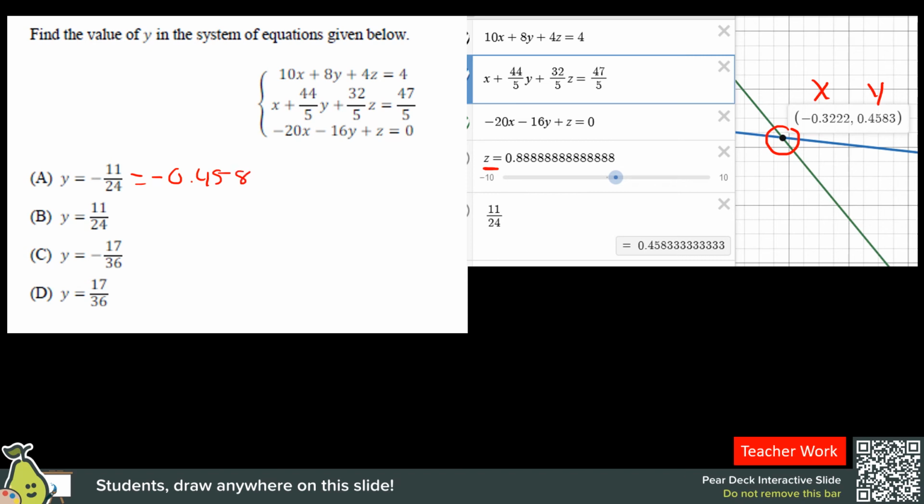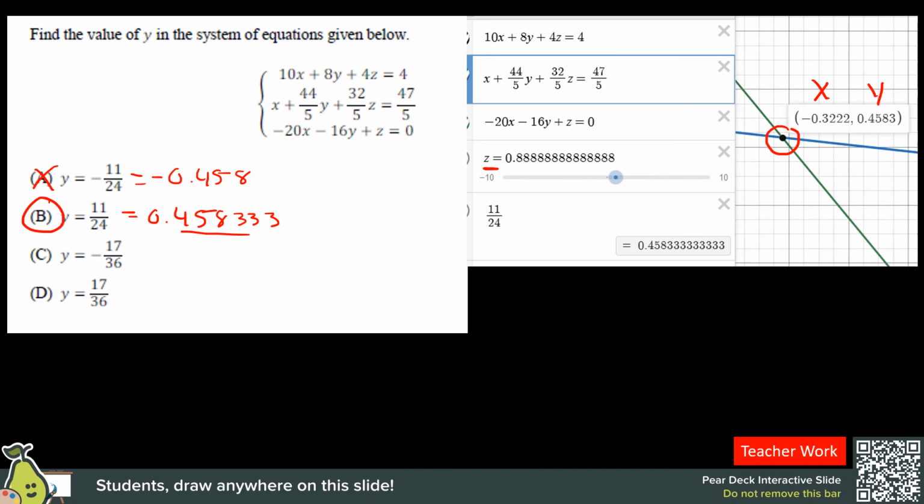0.458, and because it's negative, that was no good. This one here, 11 over 24, is equal to 0.45833, and goes on forever, and this is it. This is our answer here. This is what matched. So I used Desmos to solve the system. It got a little crazy with that z value, but then you want to try the answer choices too. Use Desmos, guys. Such a good resource.